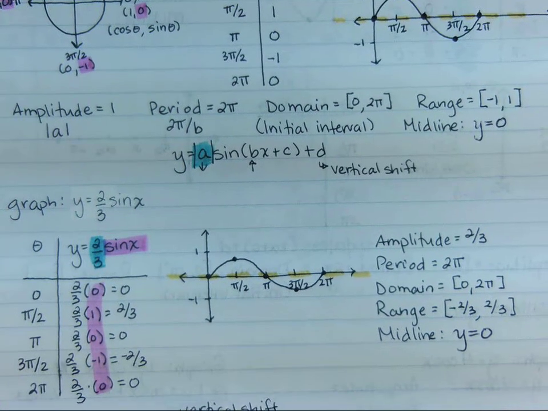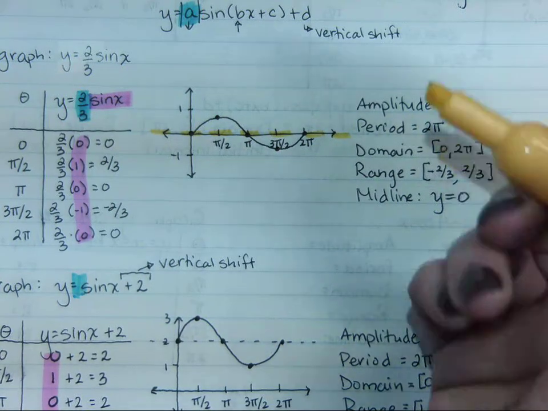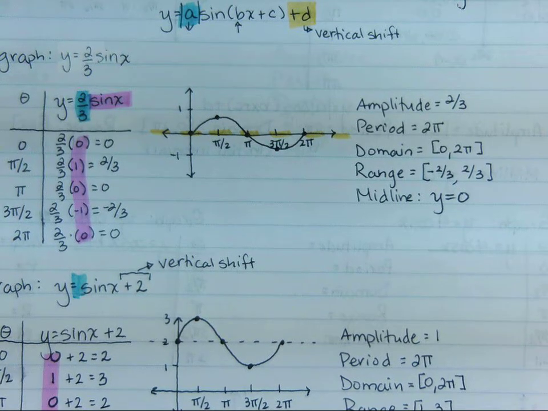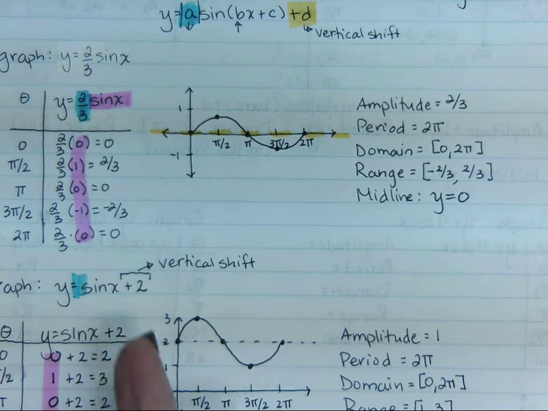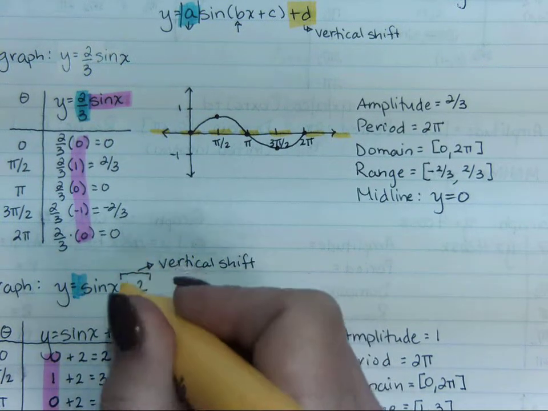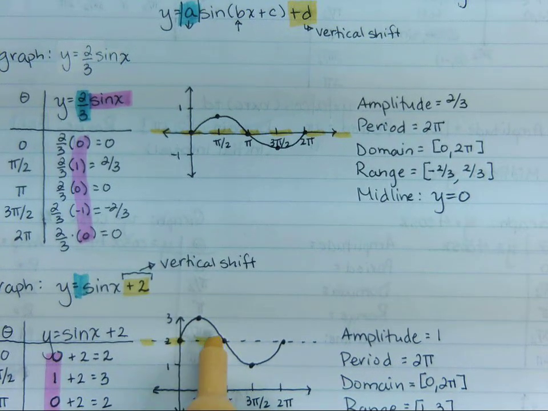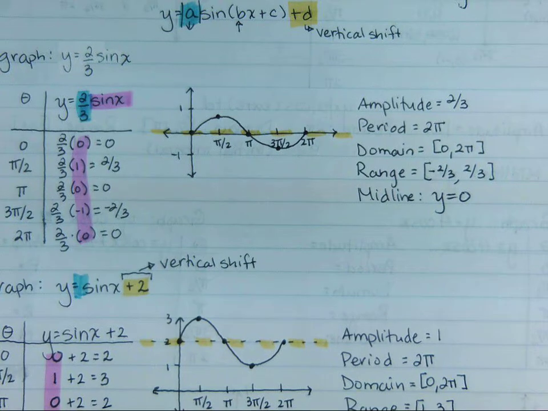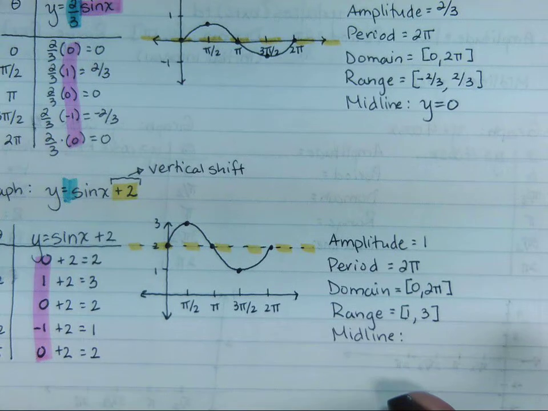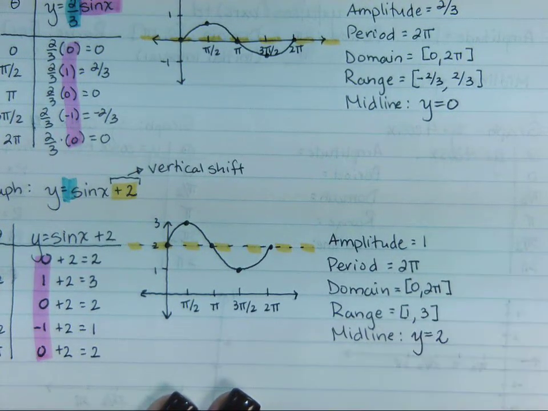But when you have a vertical shift upwards, this piece right here, this plus d, is going to be your midline. So if you notice on this graph that we did yesterday, where it was y equals the sine of x plus 2, this plus 2, which was our vertical shift, is now where my new midline will be. You're going to start seeing that correlation happen. So let's add that to our notes. In this case, it's going to be y equals a positive 2 for our midline.